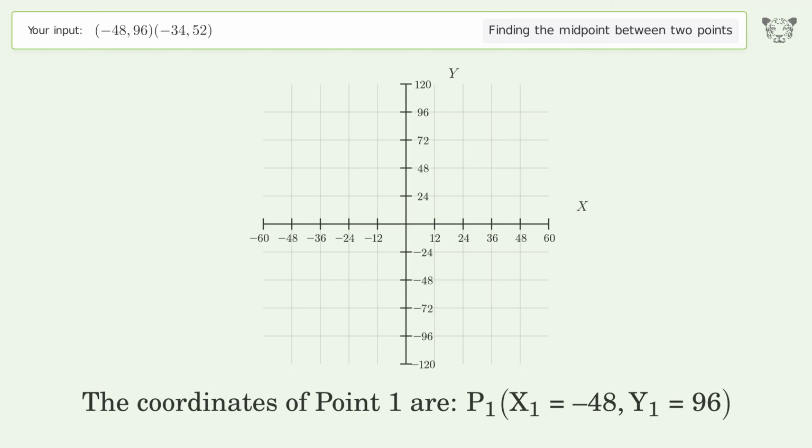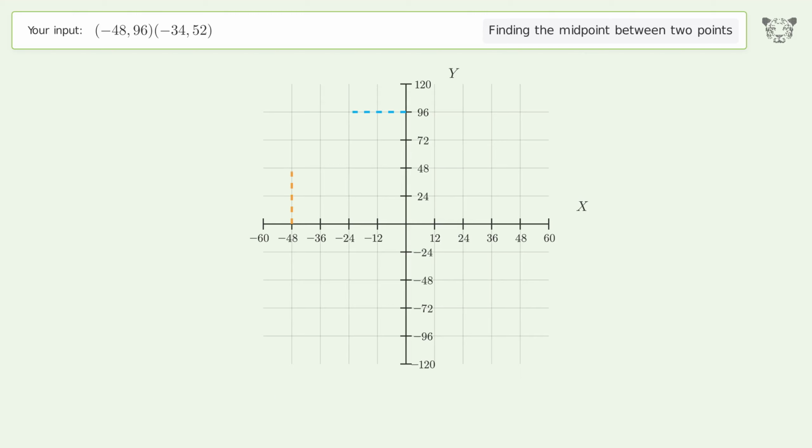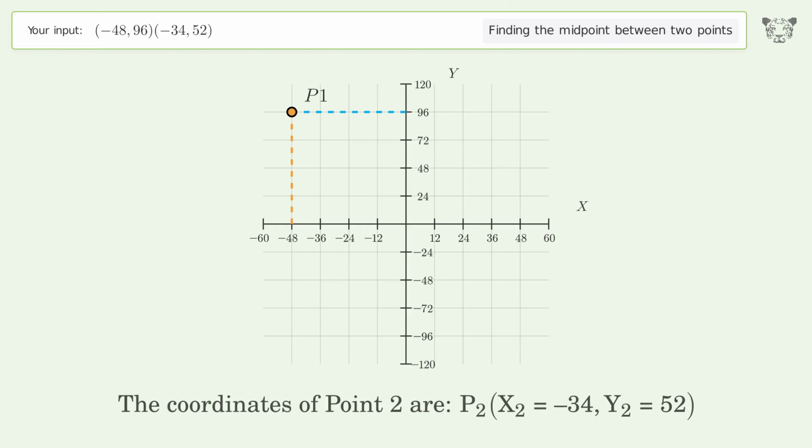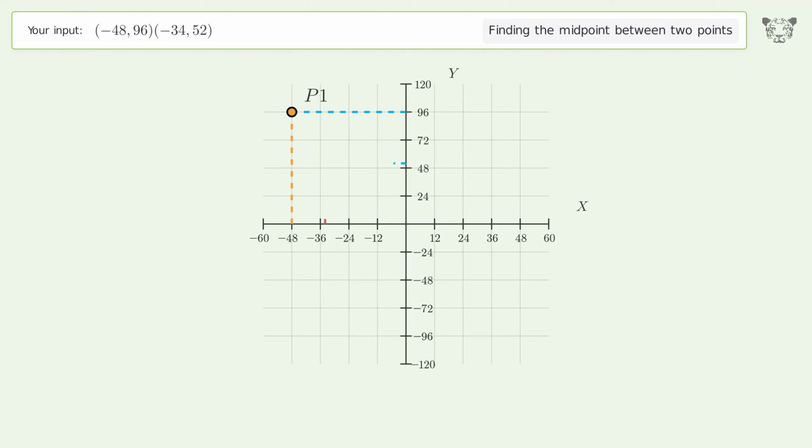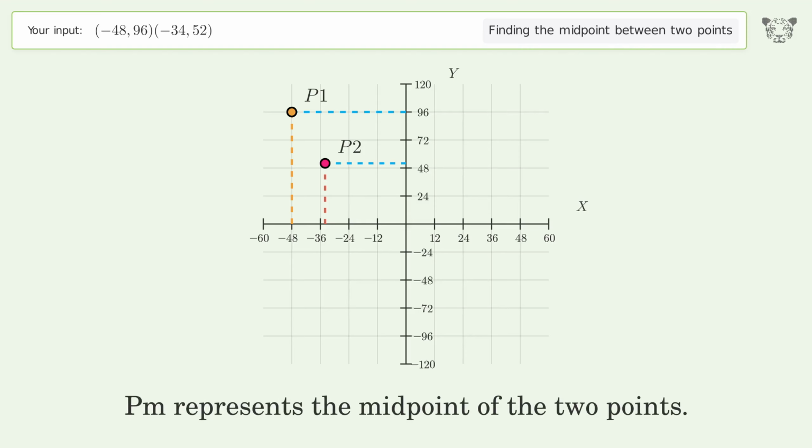The coordinates of point 1 are, x1 equals negative 48, y1 equals 96. The coordinates of point 2 are, x2 equals negative 34, y2 equals 52. PM represents the midpoint of the 2 points.